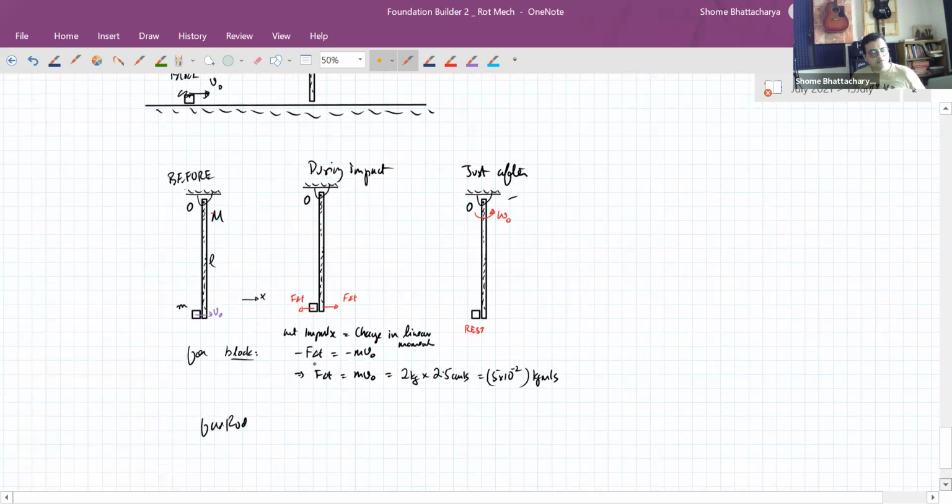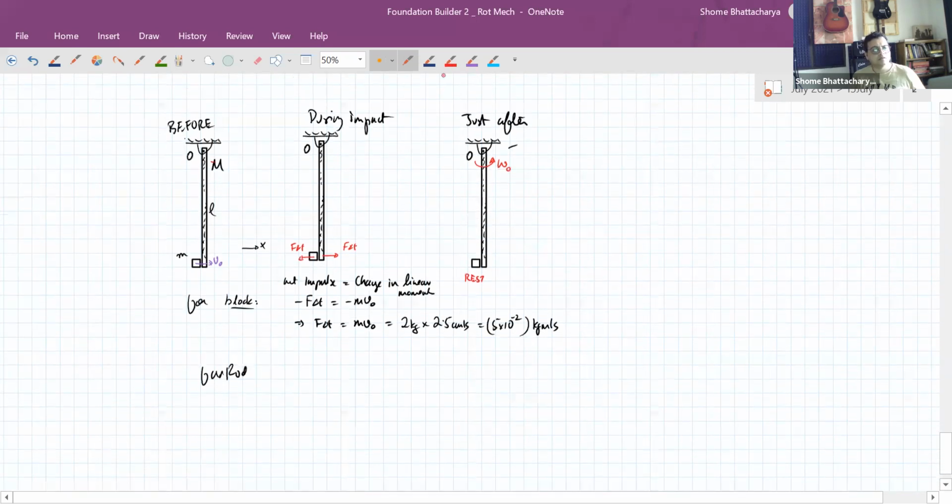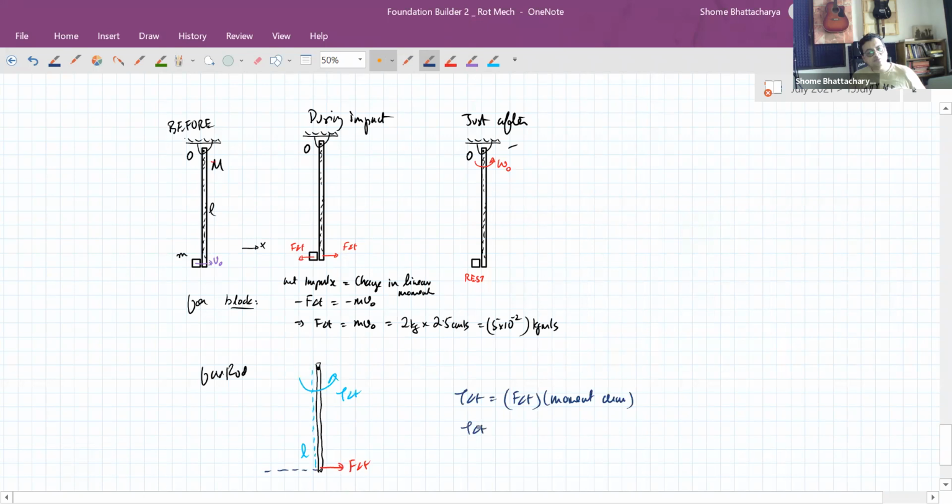This linear impulse is acting through this point, F delta t, whereas the rod has a hinge over here. So it has a moment arm of L, and it is creating an angular impulse. That angular impulse is equal to linear impulse multiplied by the moment arm, that is the perpendicular distance of the line of action, which is L. So the angular impulse acting on the rod becomes F delta t times the length of the rod.